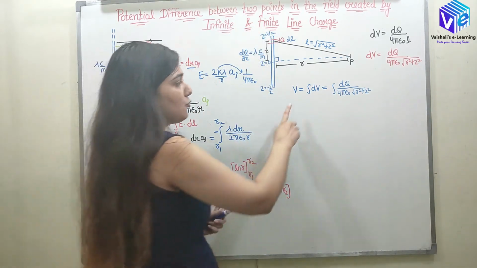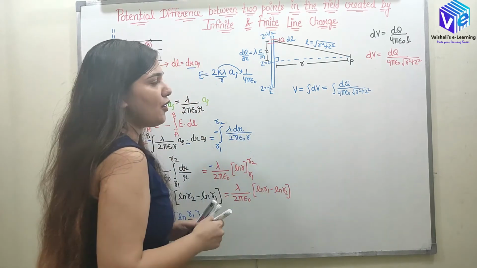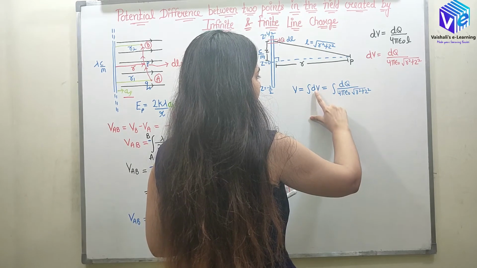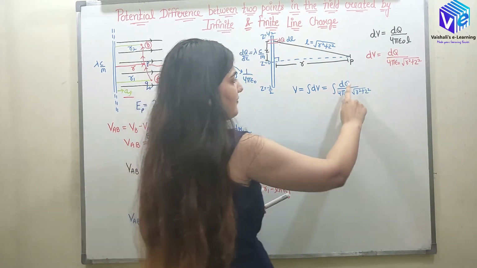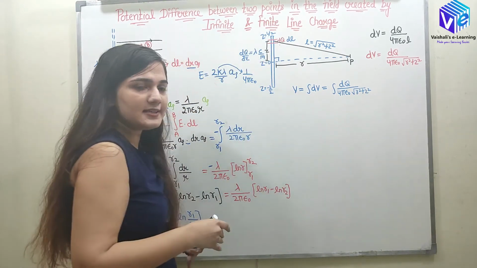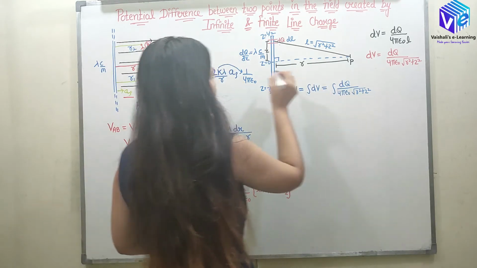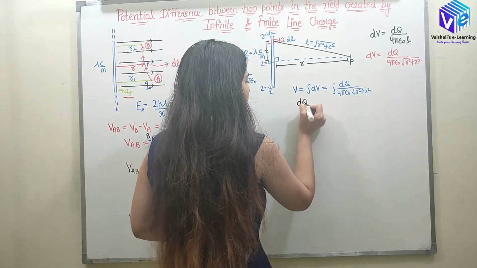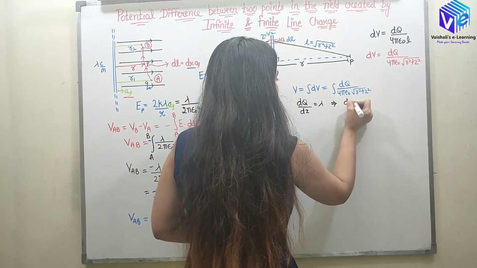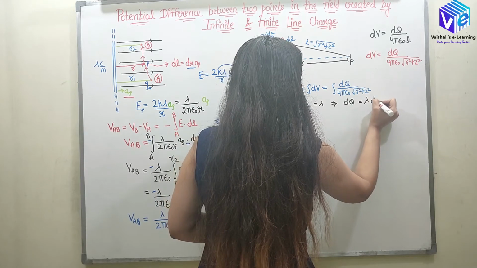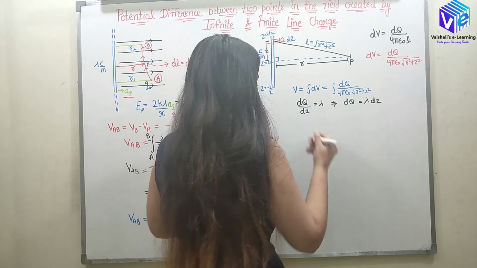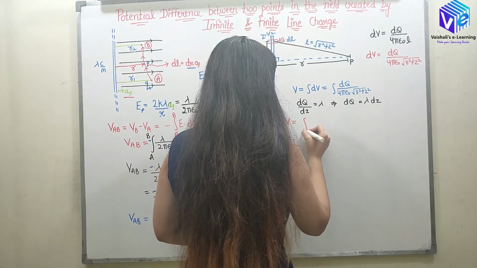Okay, I have to find out V. So V will be integration of dV. Okay, so now here if I put the integration of dV, I just put the value of dV. dV was dq upon 4 pi epsilon naught under root r square plus z square. Okay, so now what is dq? Here dq upon dz is equal to lambda, which implies dq will be lambda dz. Okay, I will be just putting the value of dq is equal to lambda dz and we will be finding out the V.